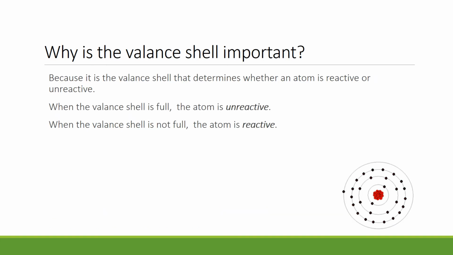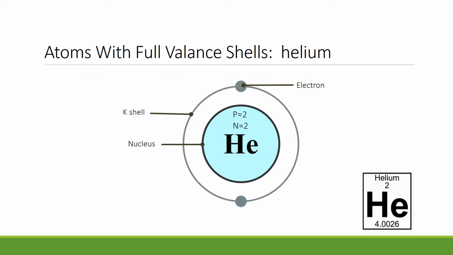So the question arises, why is the valence shell important? The reason is because the valence shell determines whether an atom is reactive with other atoms or not. When the valence shell is full, the atom is unreactive. If the valence shell is not full, the atom is reactive. So let's look first at atoms with full valence shells. Remember, if the valence shell is full, the atom is unreactive.